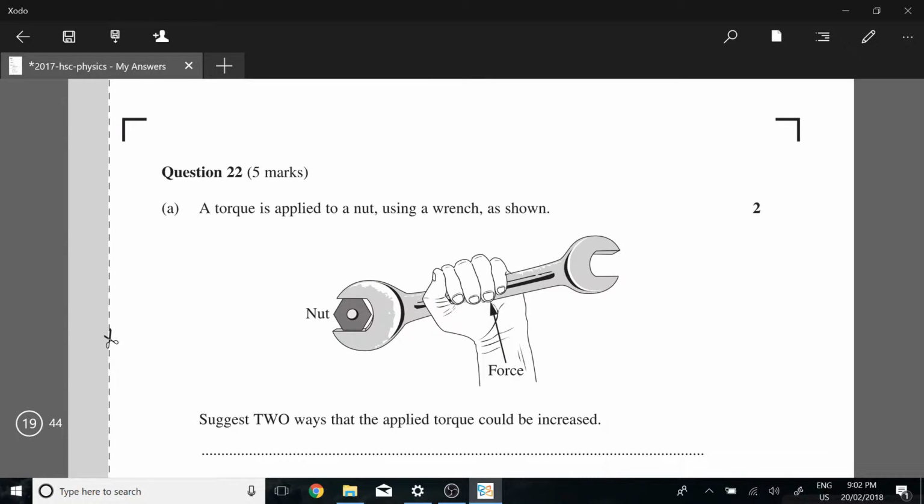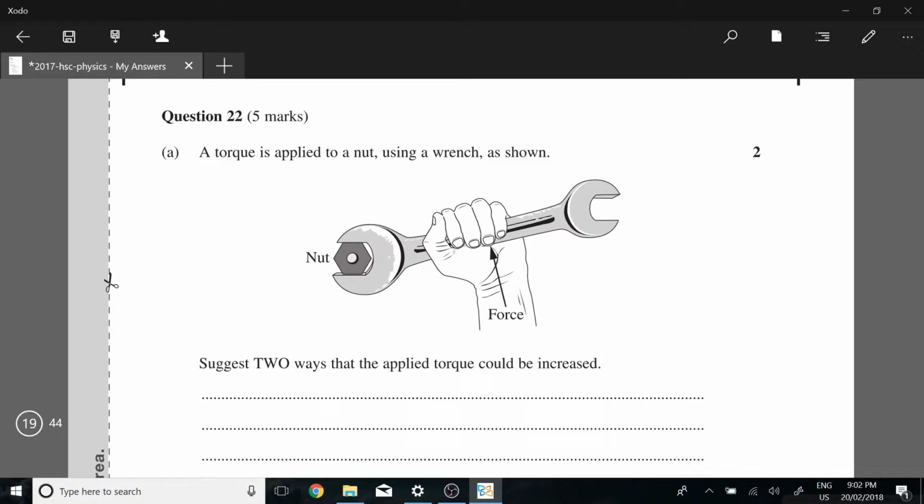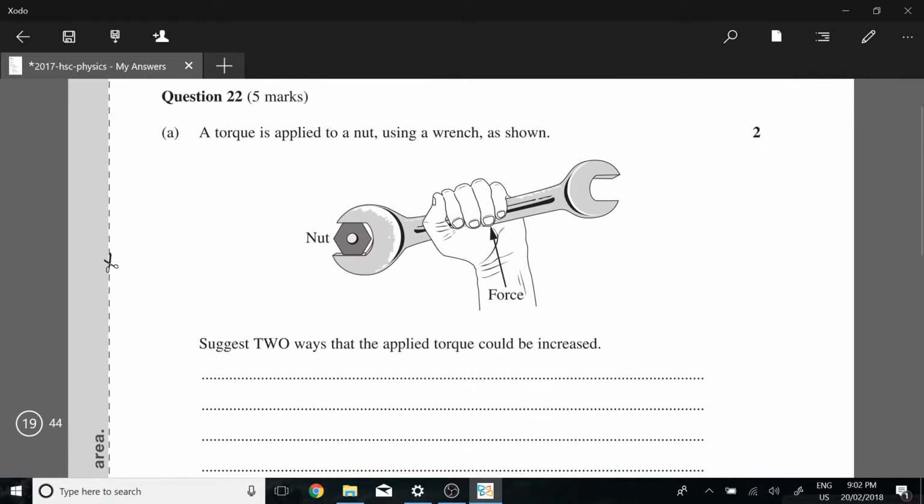Okay. Question 22. A torque is applied to a nut using a wrench as shown. So torque is just another way of looking at force applied from a distance. If we had an infinitely long wrench, we could say that nut would be infinitely easy to turn. But if we had an infinitely short wrench, then it would be infinitely harder to turn. It'd be like trying to turn the nut with your hands, which is obviously much harder.